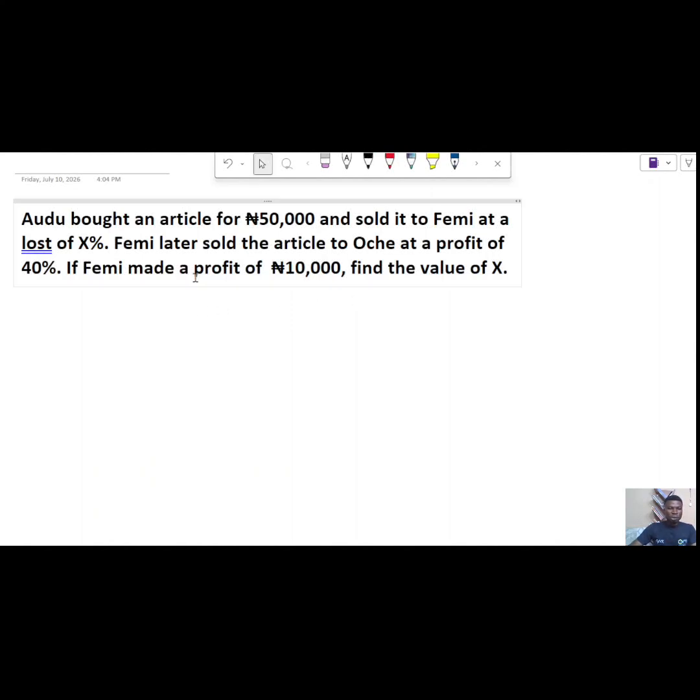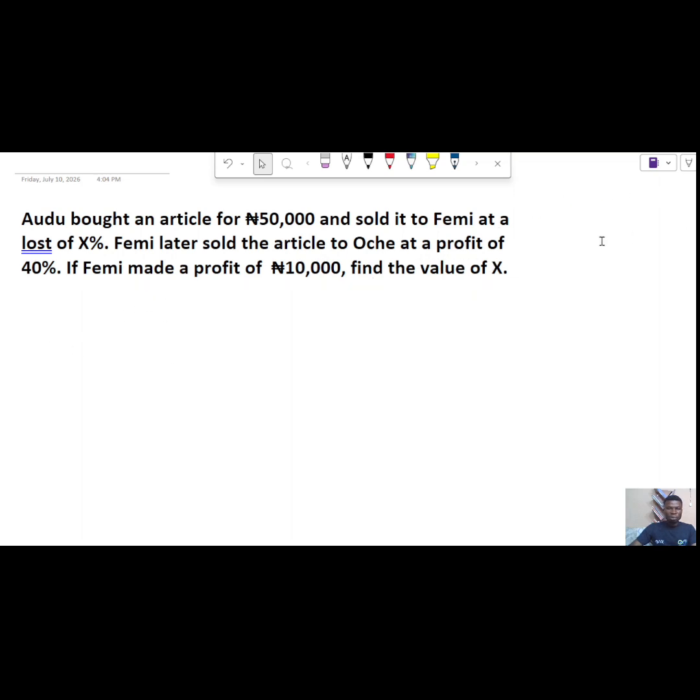So, I want to look at this question, which is from Profit and Loss. It says, Audu bought an article for 50,000 naira and sold it to Femi at a loss of X percent. Femi later sold the article to Oche at a profit of 40%. If Femi made a profit of 10,000 naira, find the value of X.